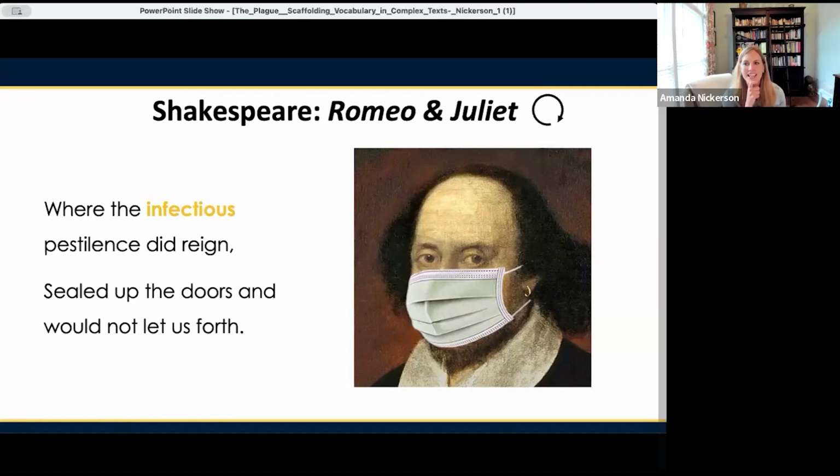But I want you to think about the significance of pulling in a passage like this, an excerpt like this from Romeo and Juliet, right? The fact that the doors were sealed had really big implications for the characters in Romeo and Juliet. It was tragic that the letter was never delivered, right?